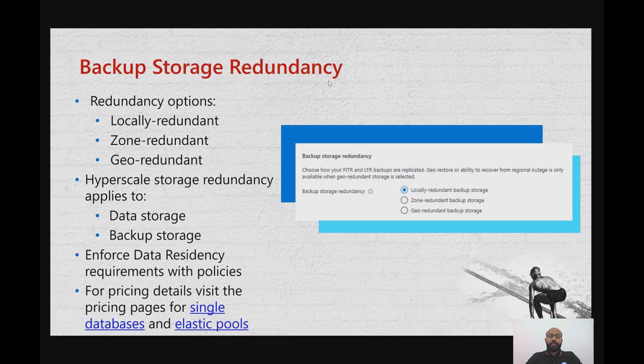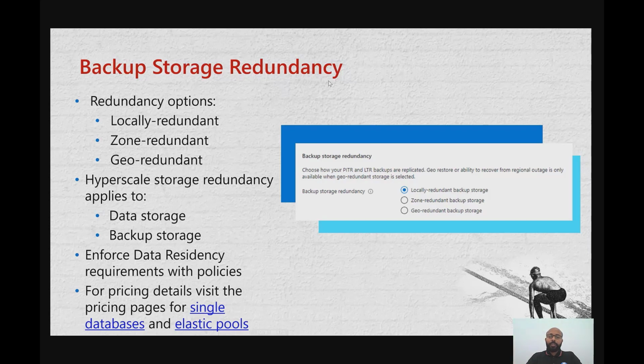Different redundancy options available are locally redundant, which replicates your backups 3 times within the same data center. Zone redundant replicates your backups to 3 different availability zones within the same region, and geo-redundant backup storage redundancy replicates your backup to a paired region. Depending on your data residency requirements and the high availability requirements, you can choose any one of these backup storage redundancy options.